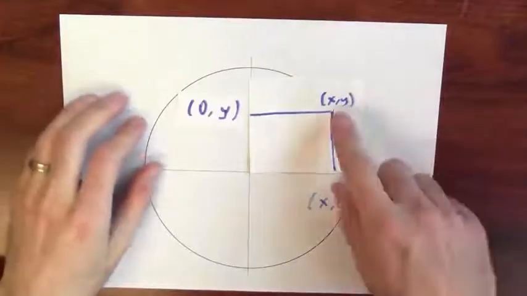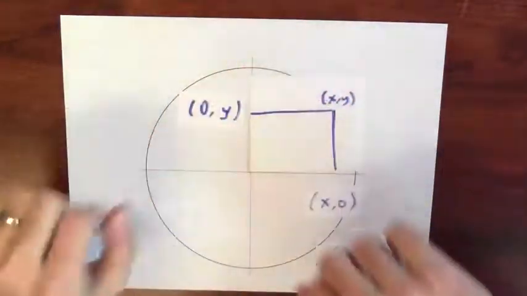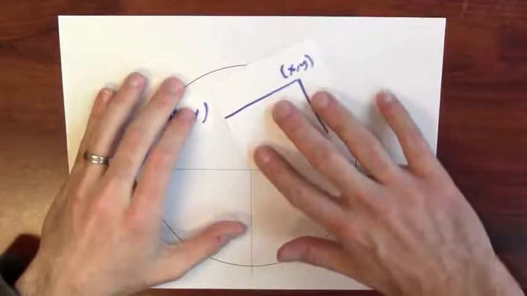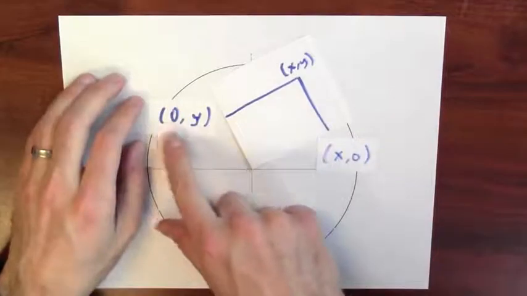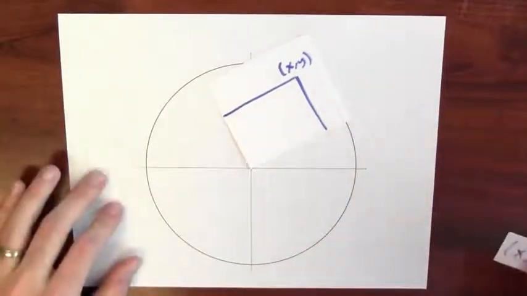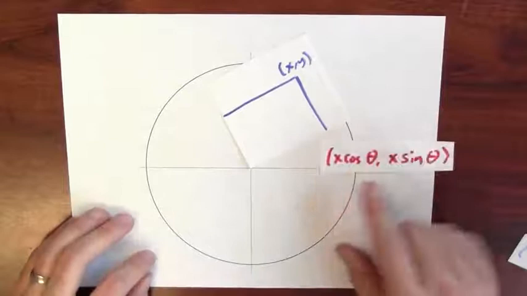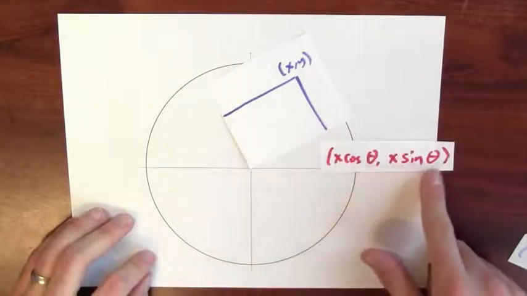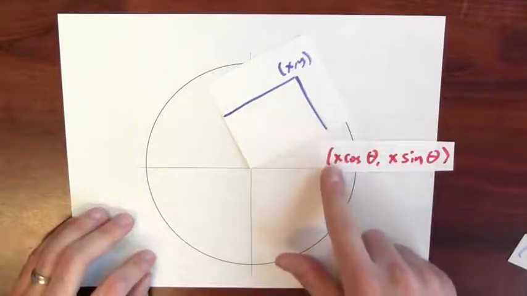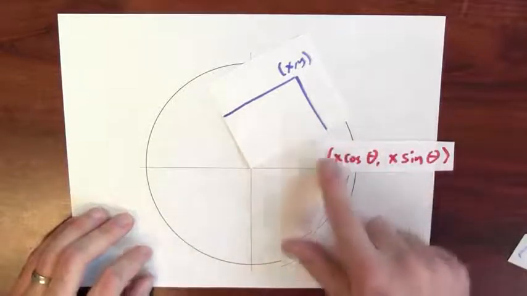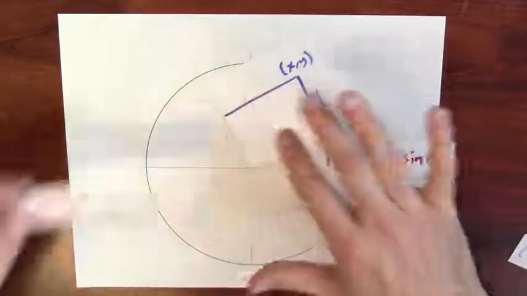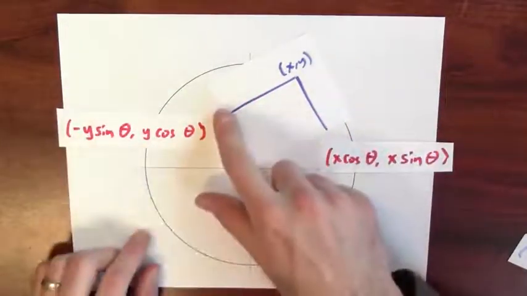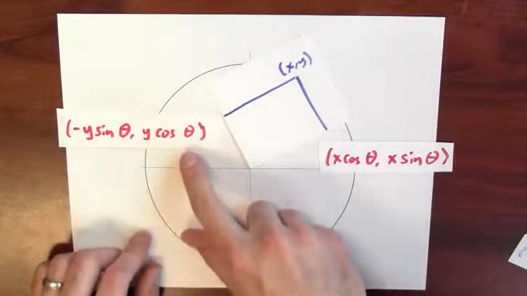How do I rotate x comma y? What if I rotate this point, x comma y, through an angle theta? All I really have to figure out is where does the point x comma 0 end up, and where does the point 0 comma y end up? Well, x comma 0 ends up at x cosine theta comma x sine theta. This point started off as x comma 0, and when I rotate that through an angle theta, this is where it ends up. And this point started off as 0 comma y, and if I rotate that point through an angle of theta, it ends up at minus y sine theta, y cosine theta.